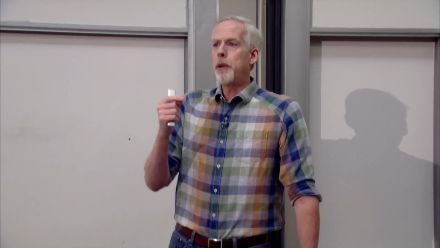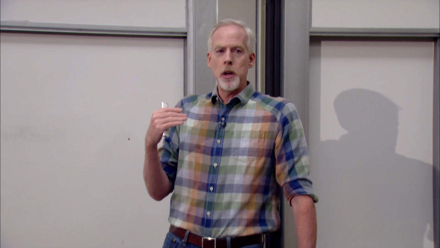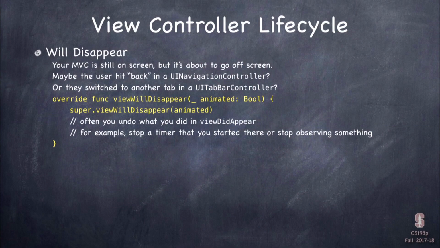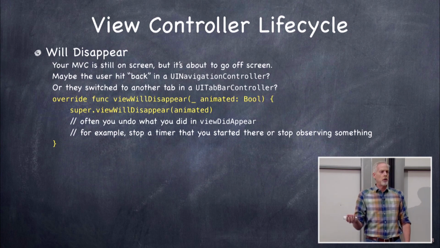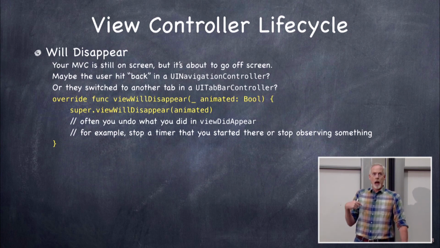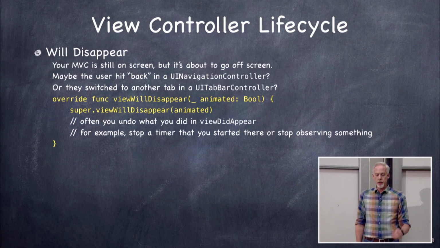All right, so there's also viewWillDisappear. You get this right before you go away. This is a great place to undo what you did in viewDidAppear. Okay, so if you started a timer or started some animation or started watching GPS or something like that, this is a good place to stop doing that, because you now know that you're going to disappear. And then when you reappear, you'll turn it back on in viewDidAppear. So they kind of work together, these two.